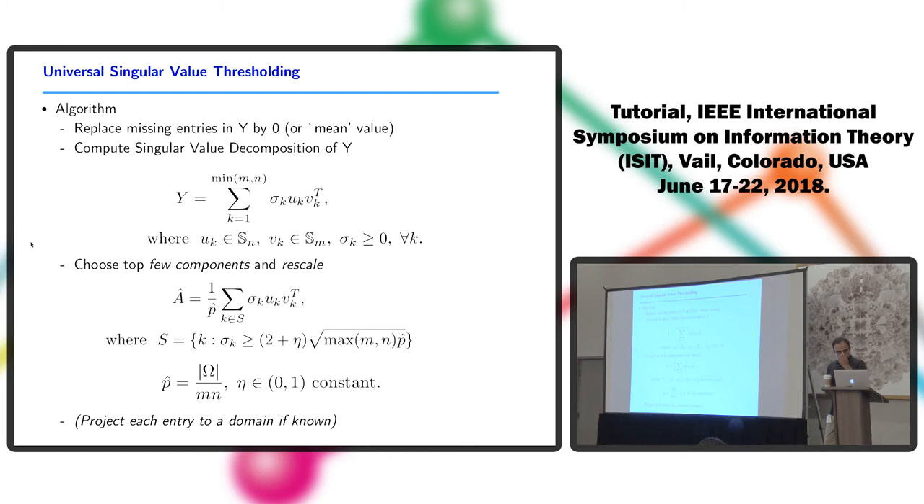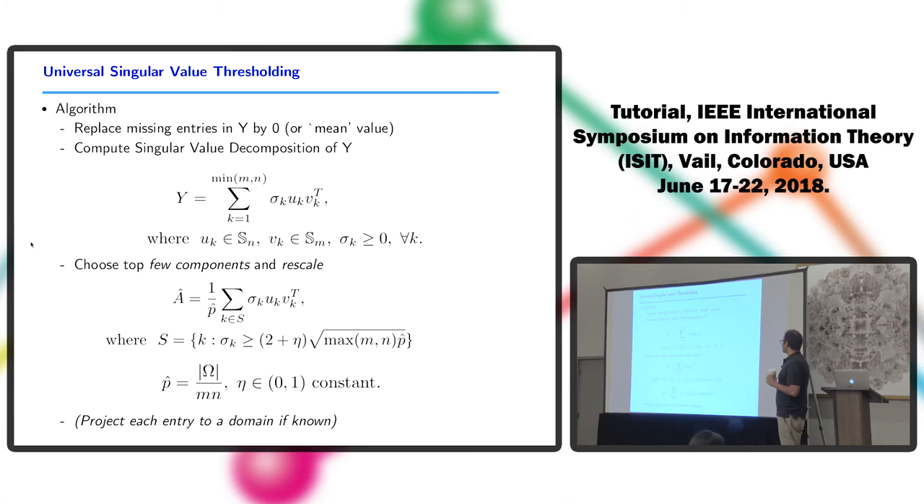Okay, so let's go back to our singular value thresholding, and here is a version of the algorithm that I'm going to describe, called universal singular value thresholding. There are a variety of versions of this, and this specific version is because of Chatterjee. The way the algorithm works is as before: take Y, replace missing values by zeros, do the singular value decomposition, and then define the threshold as follows. Ignore eta for a second. Let's say m equals n, just to keep things simple. You look at all singular values that are larger than 2 times square root of np, where p is the fraction of data that we observe. Keep only those components and rescale them by p hat, which is the fraction of data you observed. So this is my scaling and this is my threshold.